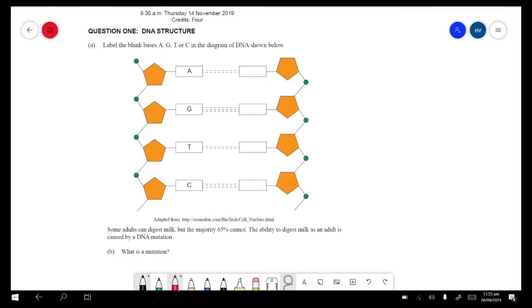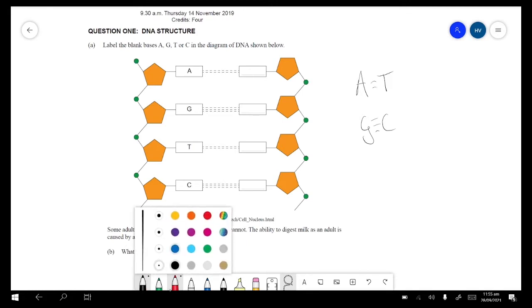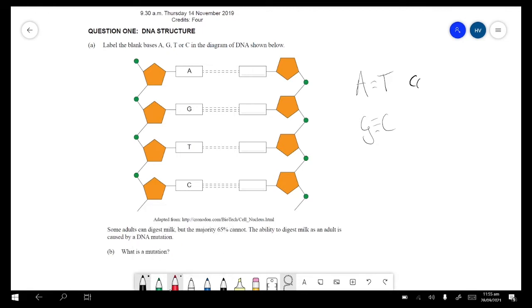So question 1 was on DNA structure, and you can see over here it says label the blank bases A, G, T or C in the diagram of the DNA shown below. The base pairs, that is called the complementary base pairing rule, okay? And you need to remember that because you're going to use that later.